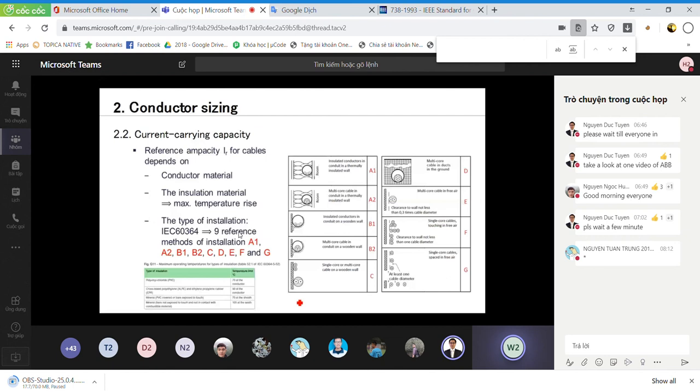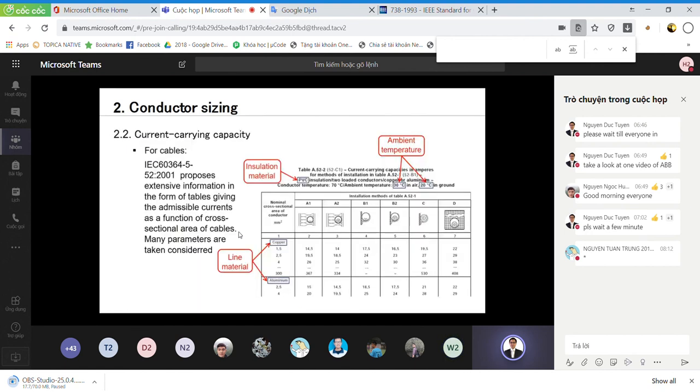So in that case, I think it is very easy to understand by the picture. A1 is here, insulated conductors in conduit in a thermally insulated wall. I think you can make a clear idea by seeing this picture. This one is not really important, as we don't have enough time left. This is basically the way in the standard we make the installation for the cables. Each method has an influence on the current carrying capacity, so you can read it at home. And we'll move to the next one.